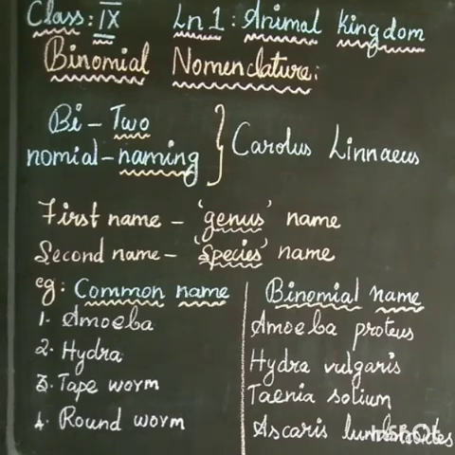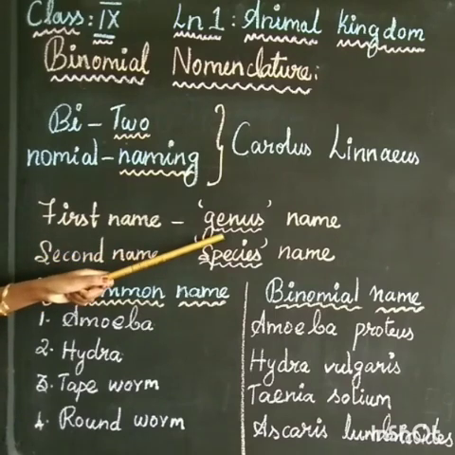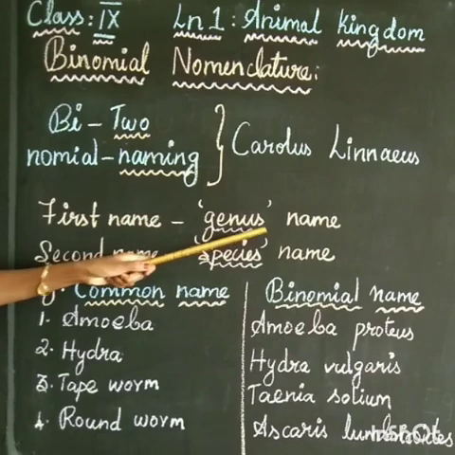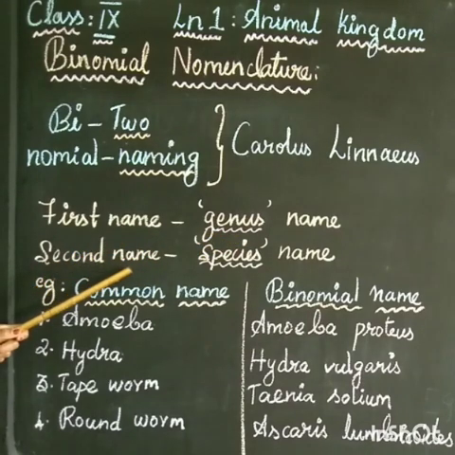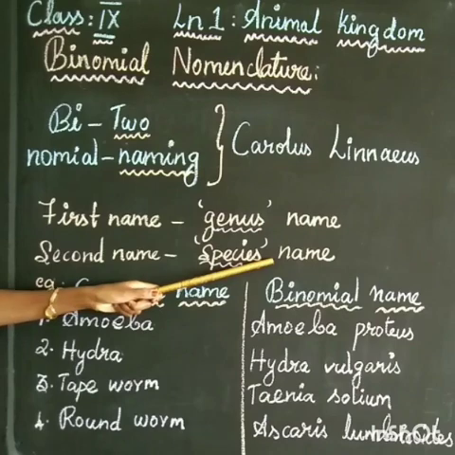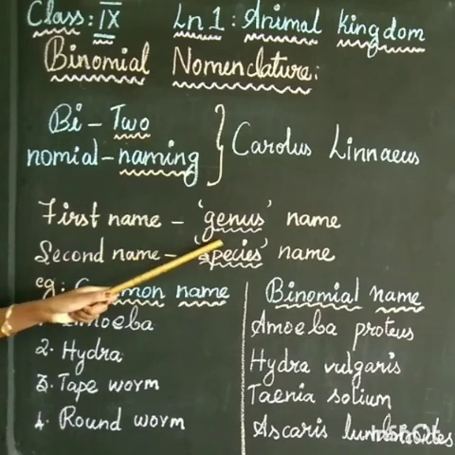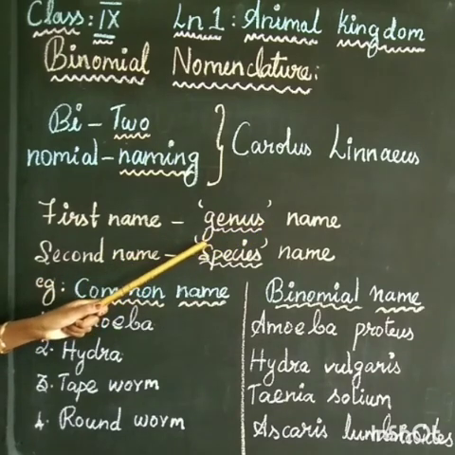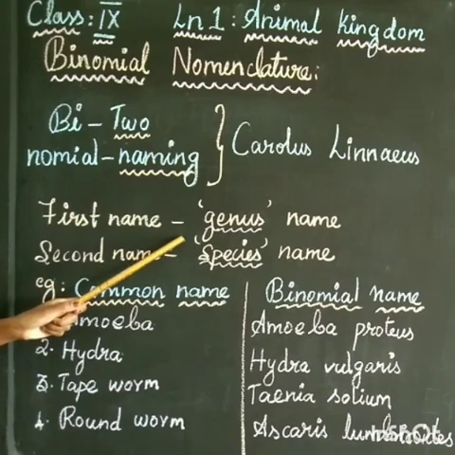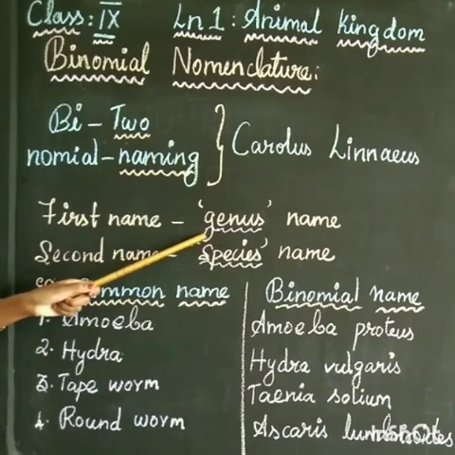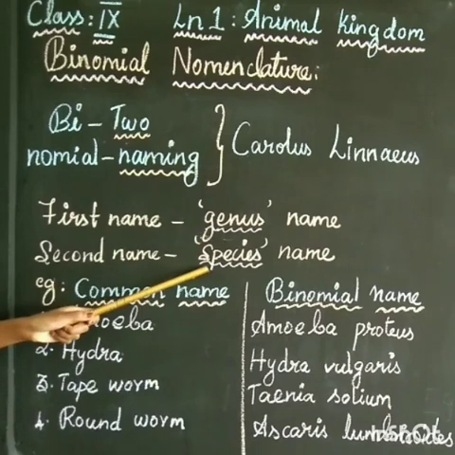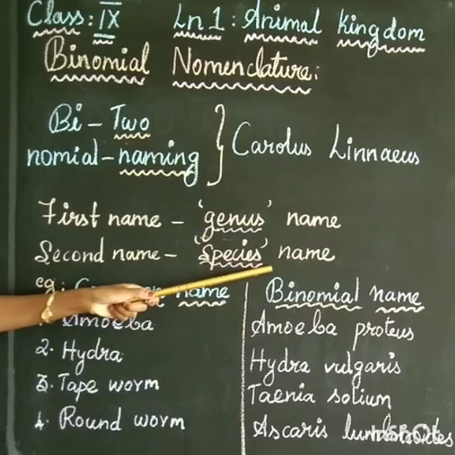Now first we are going to see the names. Two names are given for an organism. The first name is called the genus name, and the second name is called the species name. In the genus name, the first letter is always a capital letter. In the species name, the first letter is always a small letter.